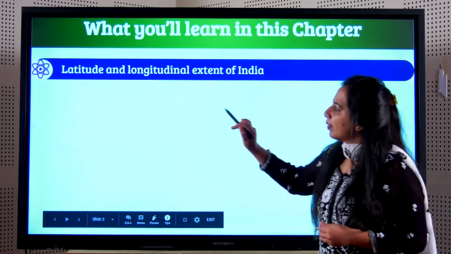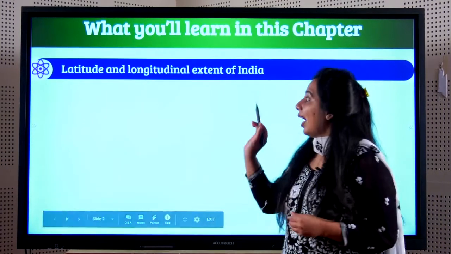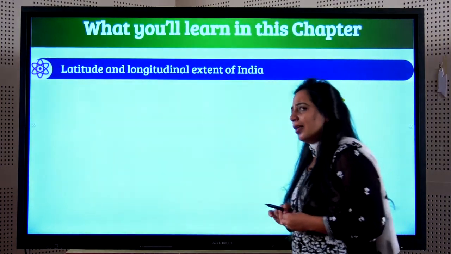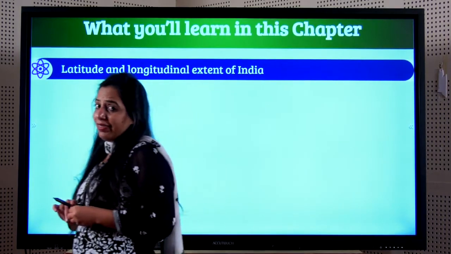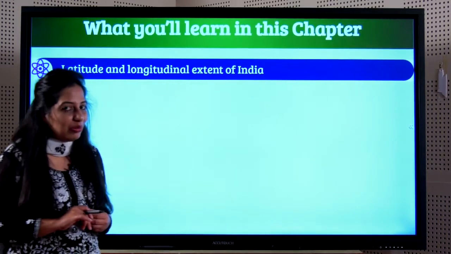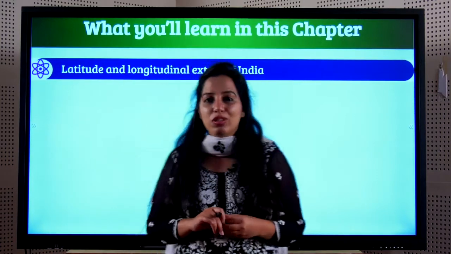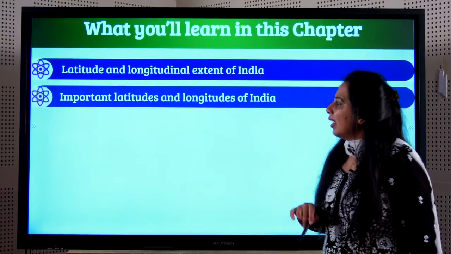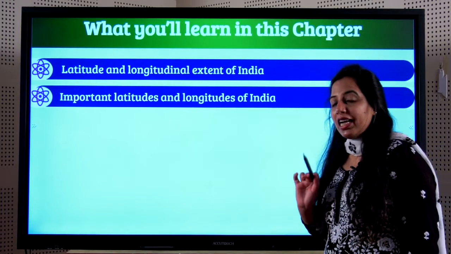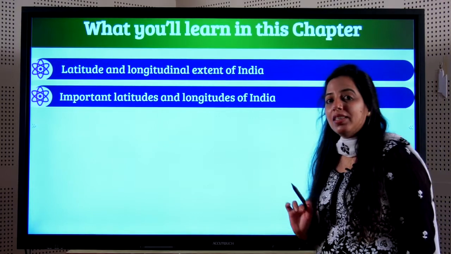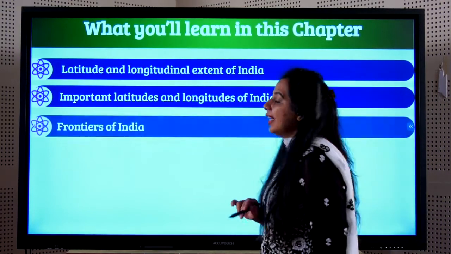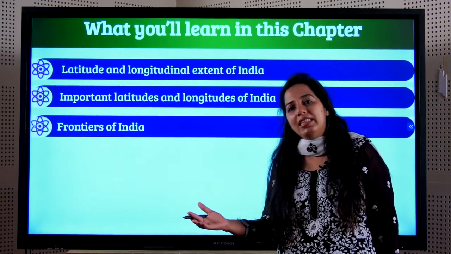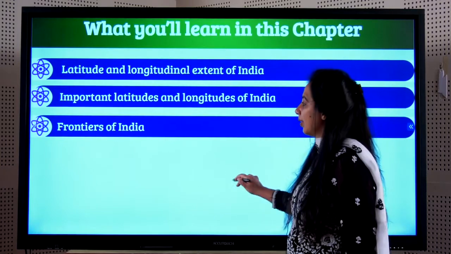We will be learning the latitude and longitudinal extent of India. I want to believe that all of you know what is the latitude and you also know what is the longitude. If you all don't know, I will be teaching it to you all further. Important latitudes and longitudes that pass through the country of India. Next, we would be learning about frontiers of India, both in terms of land and in terms of water.